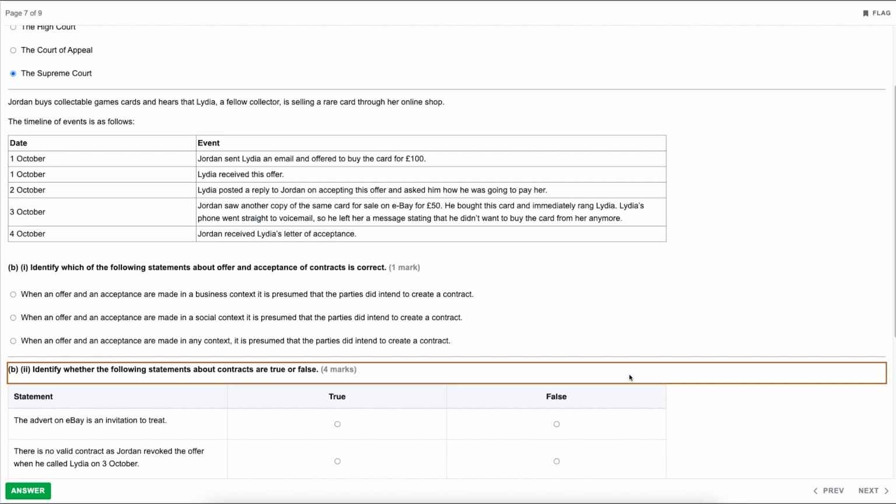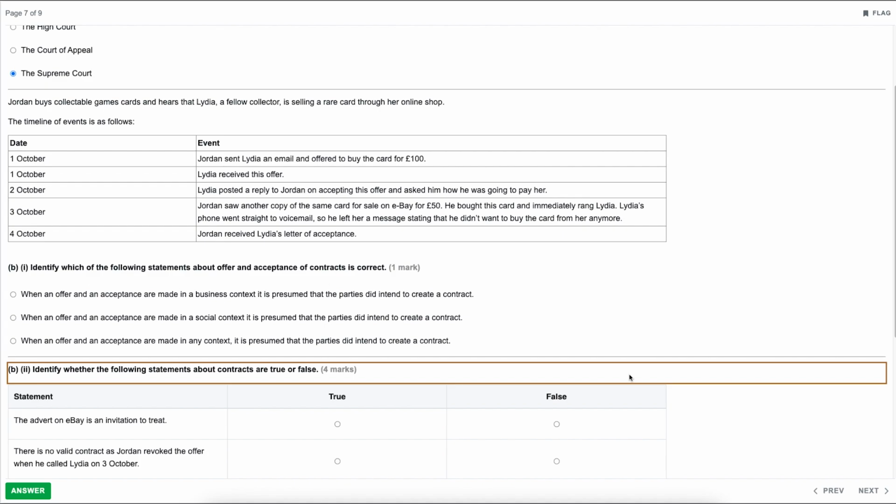When an offer and an acceptance are made in a social context, it is presumed that the parties did intend to create a contract. Well, that one would be false. That isn't correct, because when it's in a social context, there's not always the assumption that you are creating a contract. So that would be incorrect.